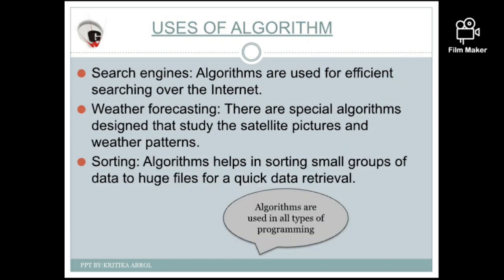Hence, these are the characteristics that make up an algorithm. Now, where are algorithms used? An algorithm is used by search engines for efficient searching over the internet. Algorithms are used in weather forecasting so that different satellites providing different pictures related to weather patterns are easily understood by the users who are sitting at remote locations.